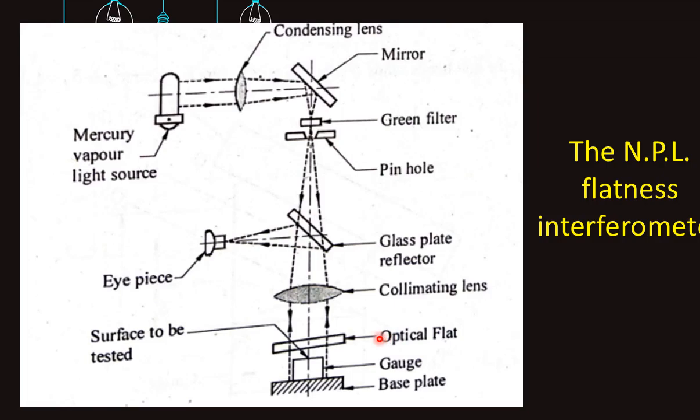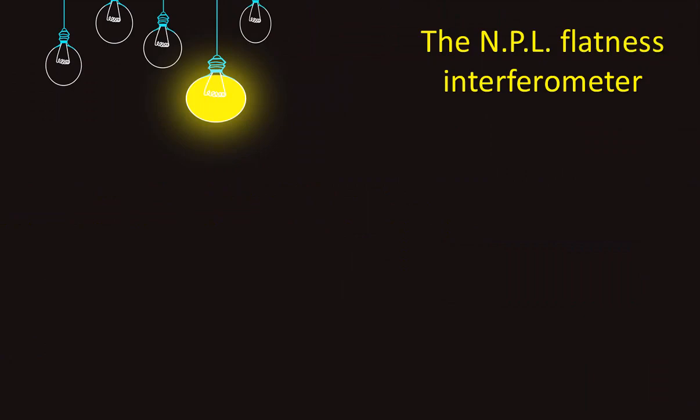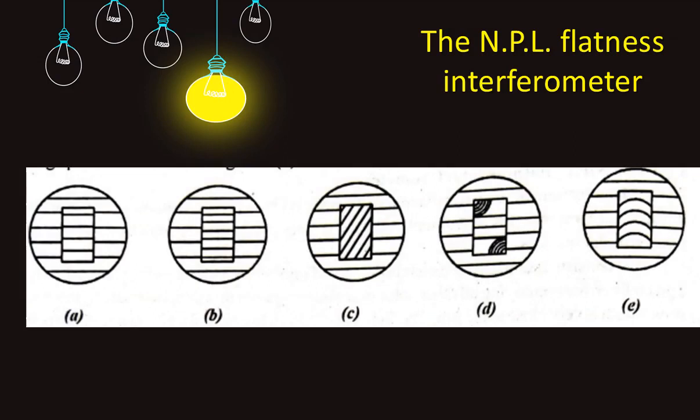The fringes are viewed from directly above by means of a thick glass plate semi-reflector set at 45 degrees to the optical axis. This one is the glass plate that has been set at 45 degrees to the optical axis. Now let us check the interference band patterns. The first one, A. The pitch and direction of the bands on the base and the gauge are the same, indicating a perfectly flat and parallel gauge. A is a perfectly flat and parallel gauge.